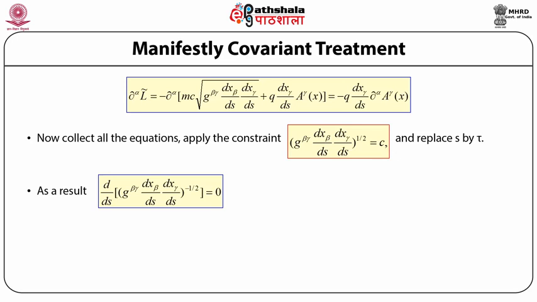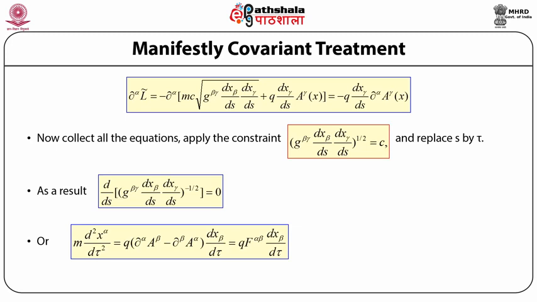So we have minus m d²x^α/dτ² minus (q/c) ∂A_α/∂x^γ dx^γ/dτ plus q dx^γ/dτ ∂_α A_γ(x) equals 0, or m d²x^α/dτ² equals q (∂^α A^β minus ∂^β A^α) dx_β/dτ, equal to q F^αβ dx_β/dτ, which is the covariant form of the equation of motion.